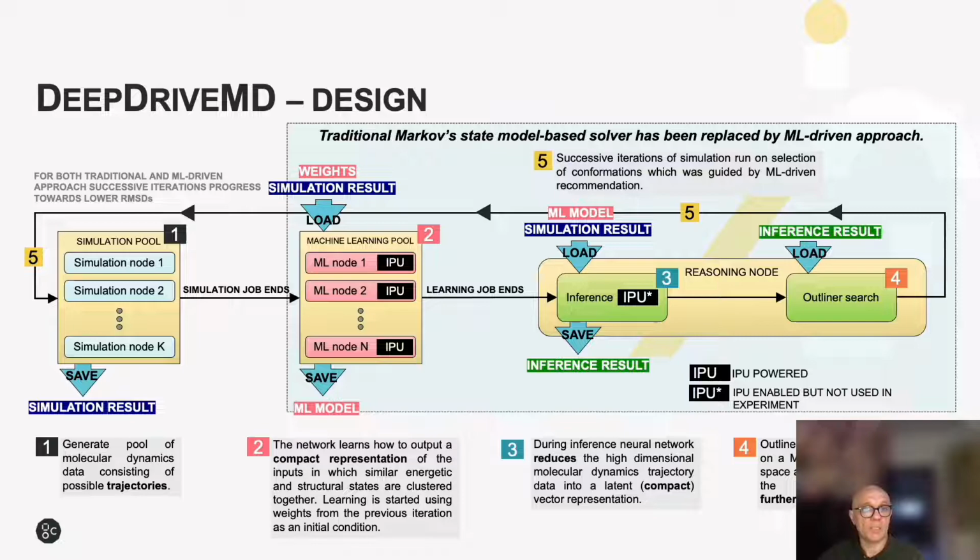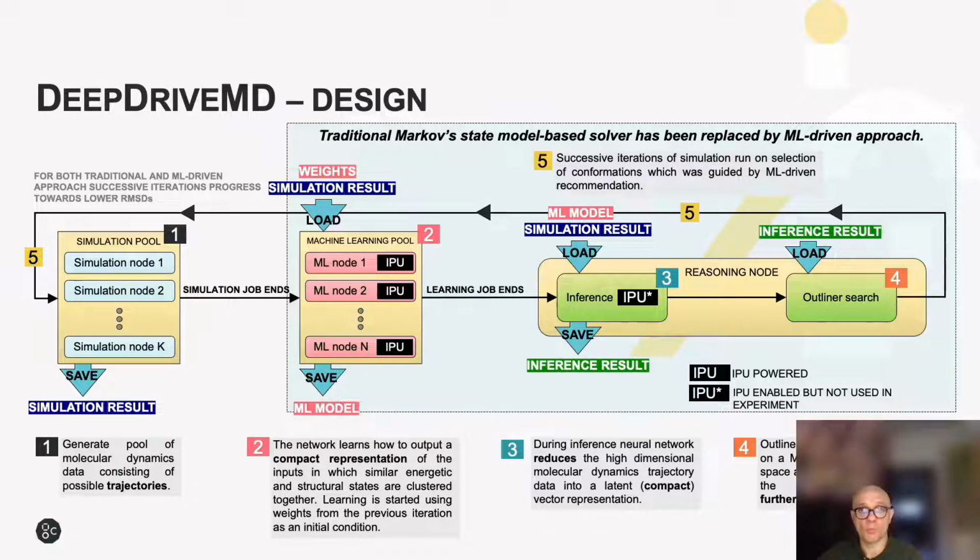Then, when the learning is finished, it sends this to the inference node, which is also IPU enabled. During the inference, the neural network reduces the high-dimensional molecular dynamics trajectory to a more compact vector representation. Then we transform the data so that it can be sent to the simulation nodes. While sending to the simulation nodes, at the same time we are updating the weights for the machine learning model. So in the next iteration, our model has already improved weights and is more accurate than it was before.